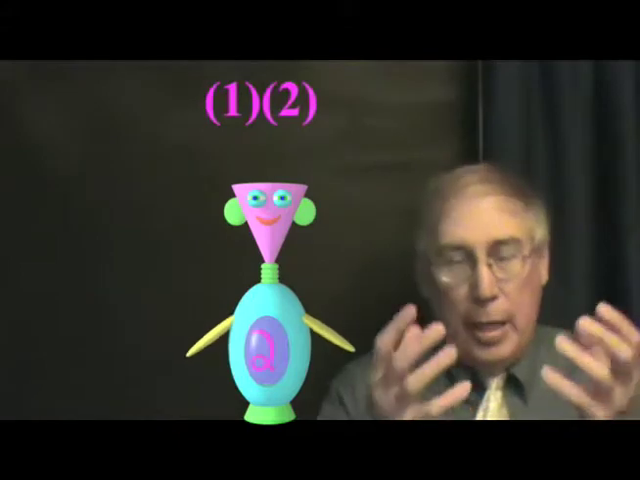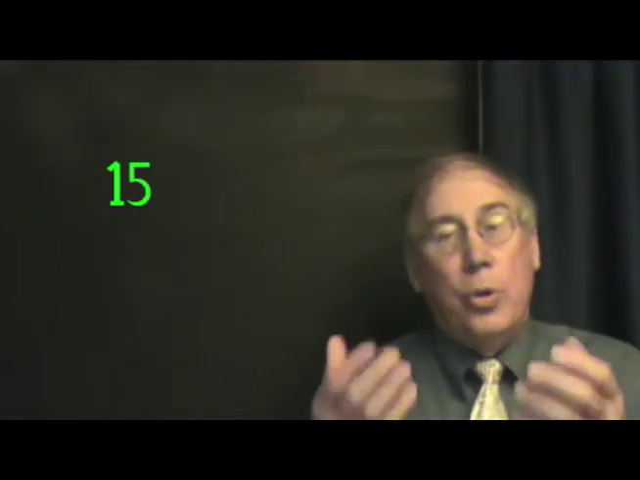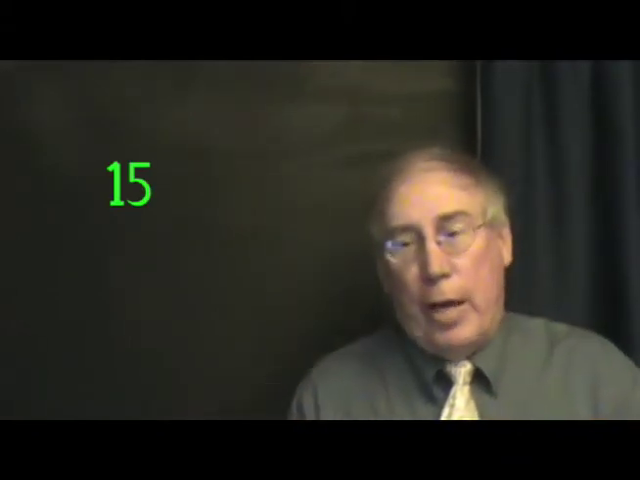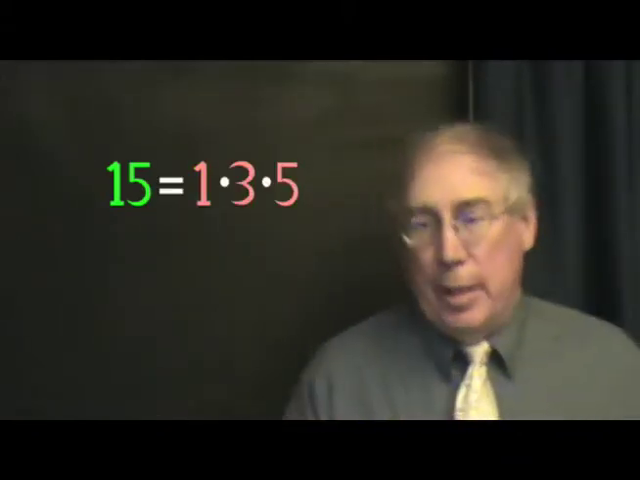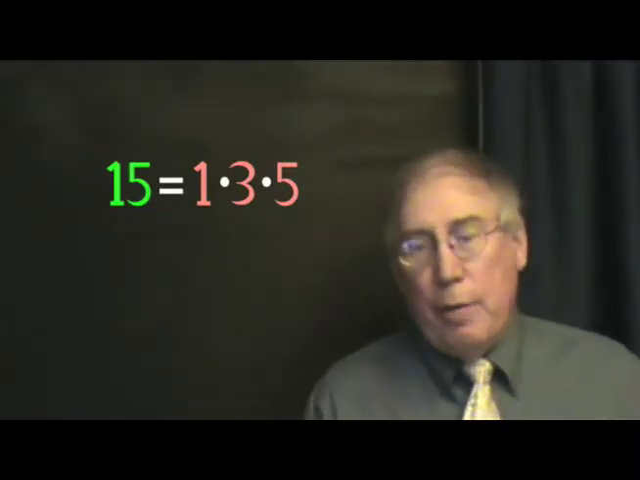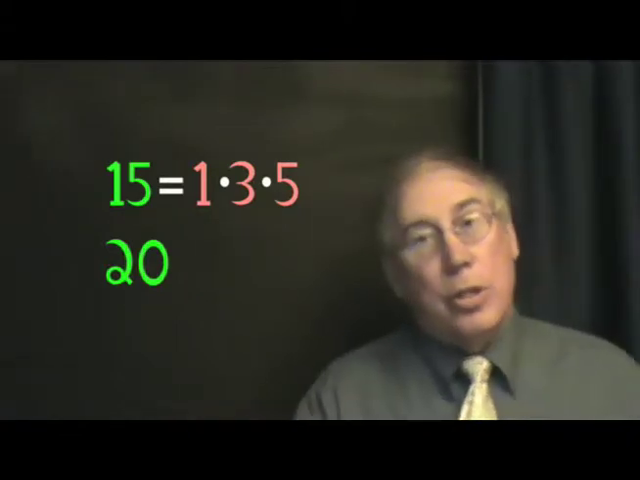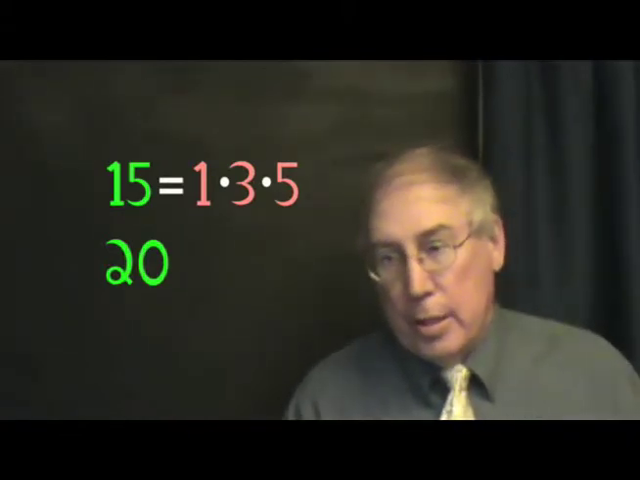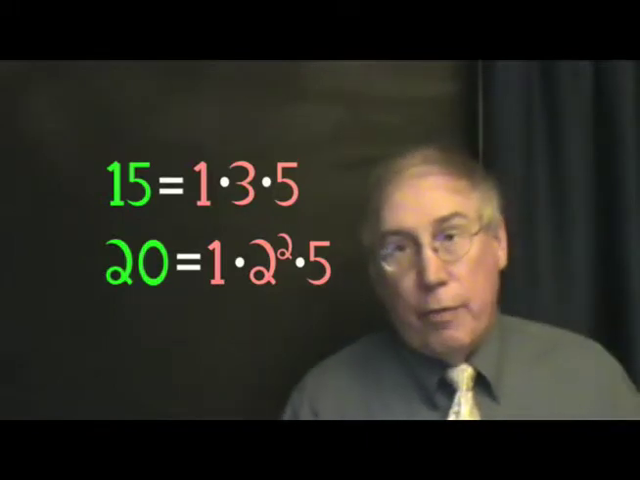Now, if you have a number that has more than two factors, you have what's called a composite number. And the thing about a composite number is that every composite number has a unique prime factorization, and I'll show you what that means. Let's take the case of 15. It has three factors, 1, 3, and 5, and notice that 3 and 5 are prime numbers. That's the prime factorization of 15.